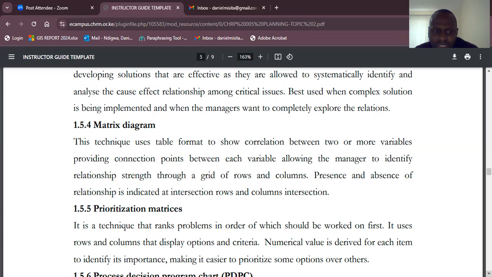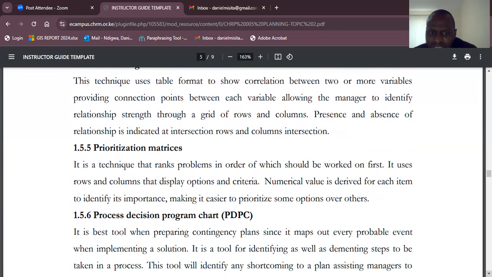Then we also look at the prioritization matrices. This type of matrix is a technique that helps to rank problems in order of which should be worked on first. So basically you prioritize your problems so that those problems that are very, very urgent, or emergency activities, you end up dealing with in advance. Therefore, based on their priorities, you can put them first. Then the others that really do not have an impact on the organization, you can also decide to put them aside. Maybe you will work on them later.